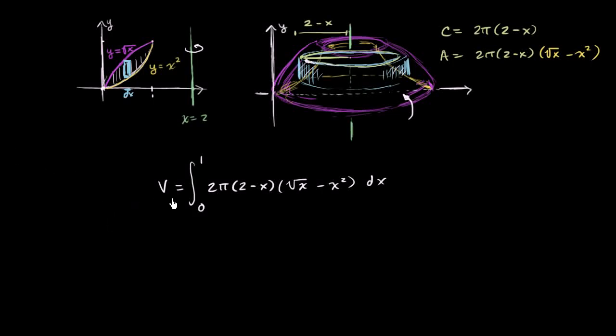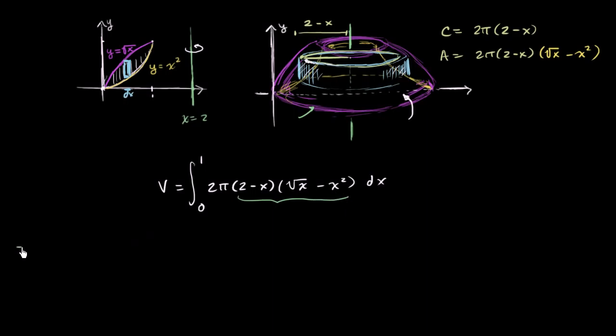In the last video, we were able to set up this definite integral using the shell or the hollow cylinder method in order to figure out the volume of this solid of revolution. And so now let's just evaluate this thing. Really the main thing we have to do here is just multiply what we have here out. So multiply this expression out.